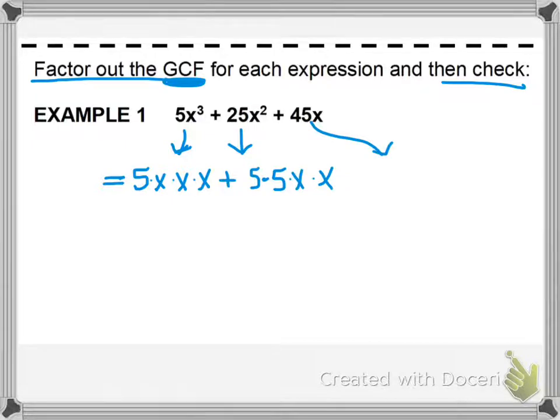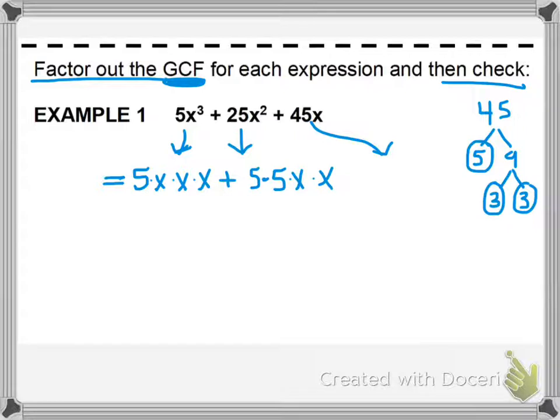45x. The factors of 45, here's a blast from the past. Think of some numbers that multiply to make 45. 5 and 9 may come to mind. 5 is prime. 9 is not prime. What are some numbers that multiply to make 9? 3 and 3 multiply to make 9.